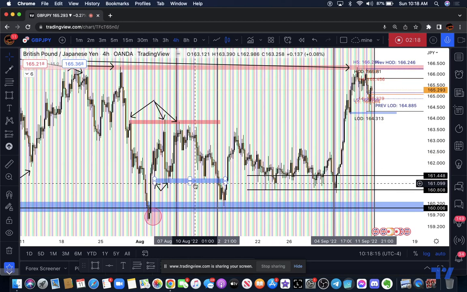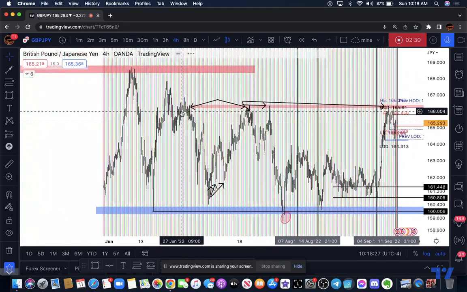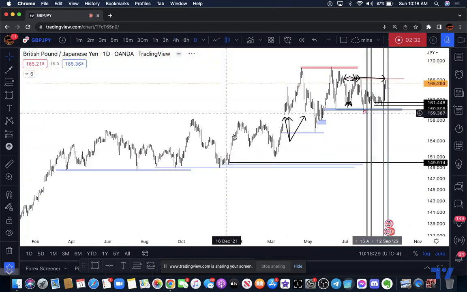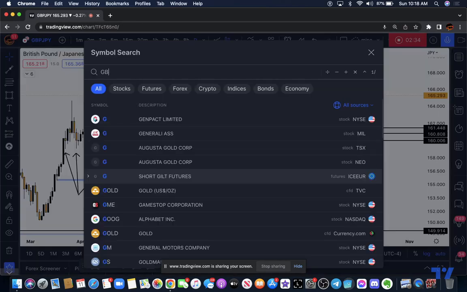I'm also gonna delete these areas. No longer respected areas of H4 / daily demand, aka supply, resistance, or support, however you want to call it, based on the way you trade. So that's all I see with this pair. Next we have GBPUSD.